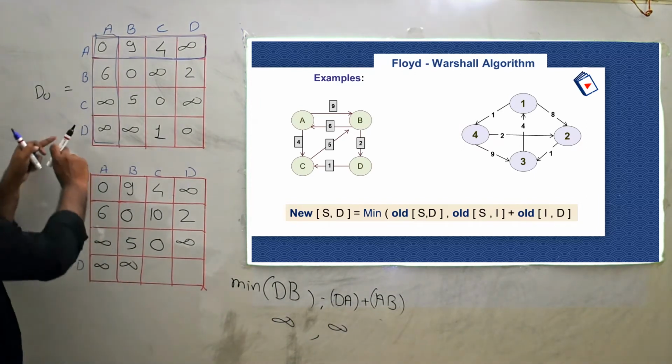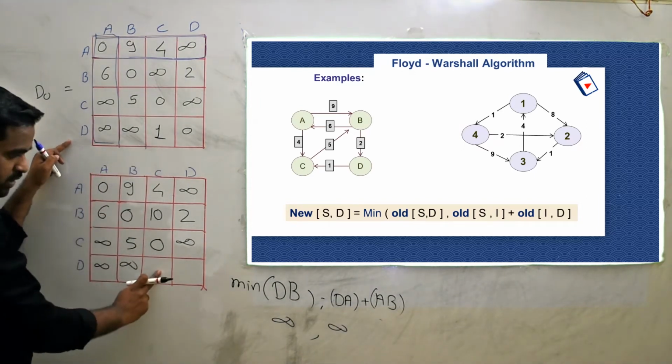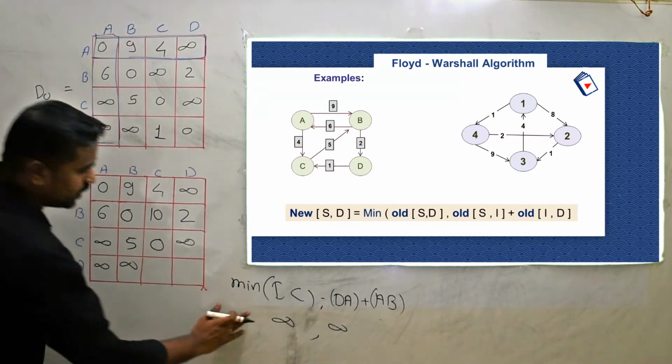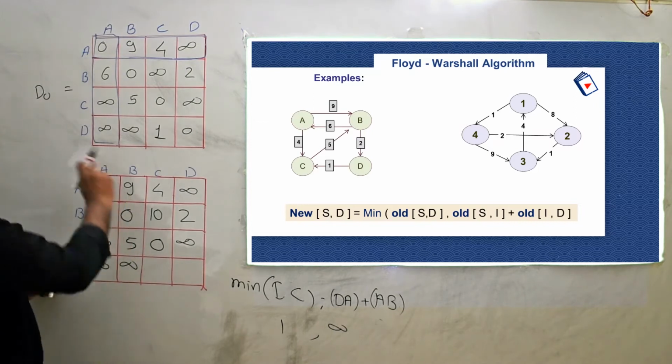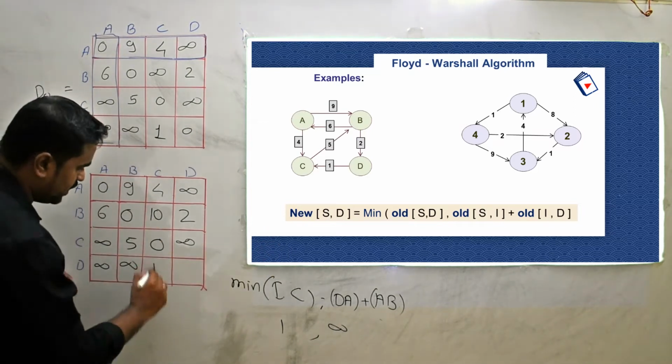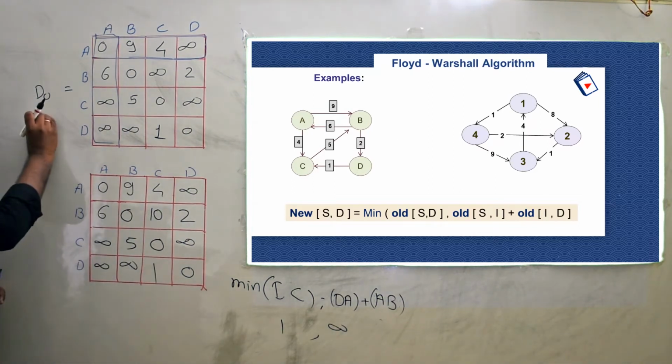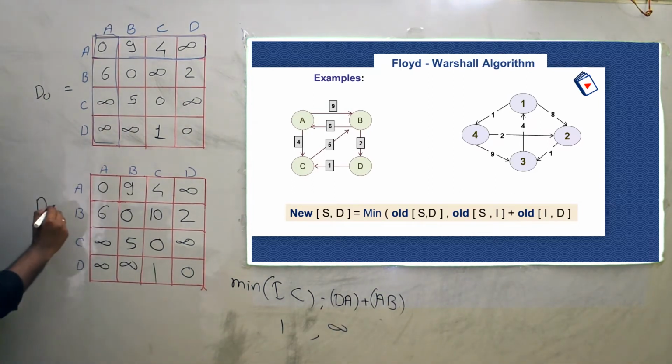Okay, again D to C. D to C direct distance is 1. D to A is infinity, plus anything is infinity. So 1, and here is 0. So this is my matrix D0. This is my matrix D1.